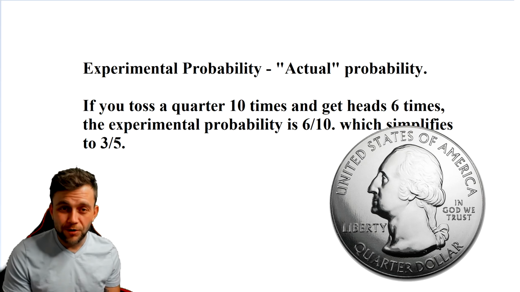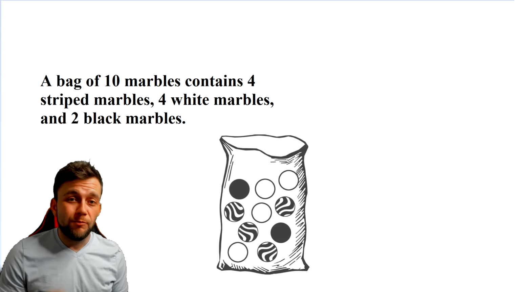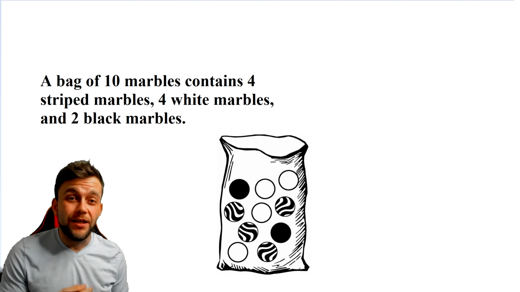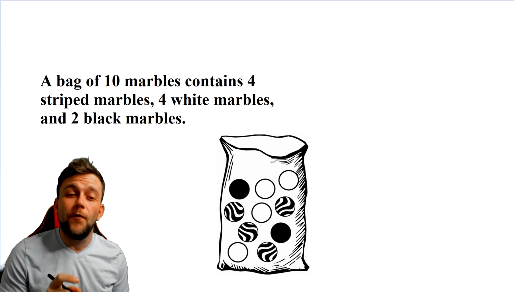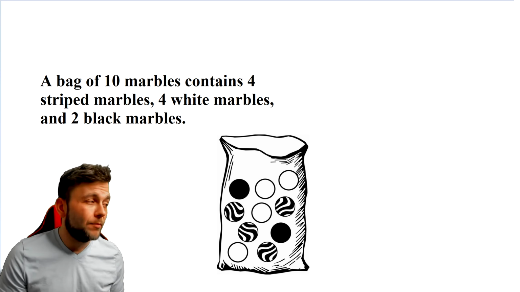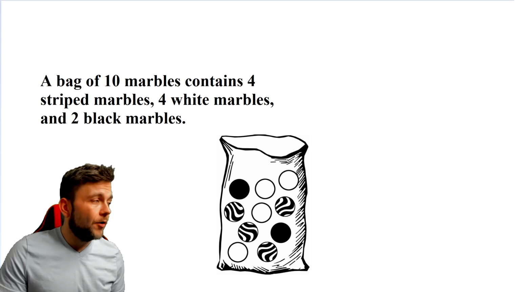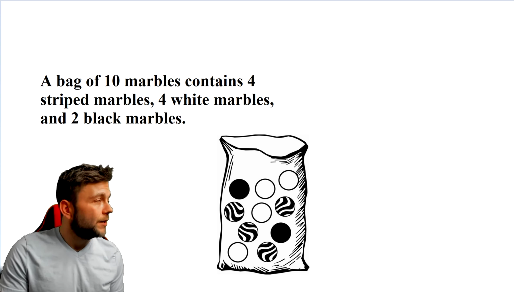Now that you have all of this under your belt, we can get going with some example problems. One of the most common probability problems that you'll find on the GED, ACT, in high school, or any introductory statistics class is going to be the bag of marbles problem. In this one, we have a bag of marbles. There's 10 of them. It contains 4 striped marbles, 4 white marbles, and 2 black marbles. And I'm just going to ask you some general questions about them, such as, what is the probability of pulling out a white marble?